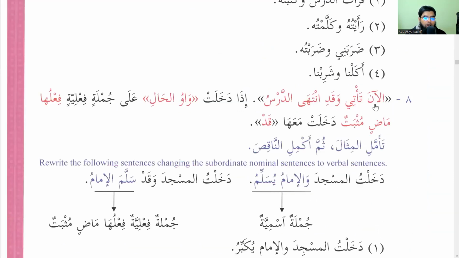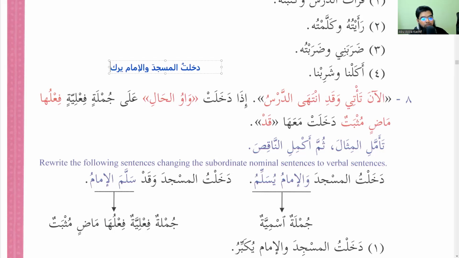Now, the lesson has ended. So now next he's teaching waw al-hal. We already learned this, but he's adding one more point to it. Now you came while the lesson has ended. "If waw al-hal enters a verbal sentence whose verb is affirmative past tense, "qad" enters with it." We learned waw al-hal in lesson number 2, if you remember, right? "Dakhaltu al-masjid", I entered the masjid while something was happening, "wal-imamu yarka'u", while the imam was bowing.